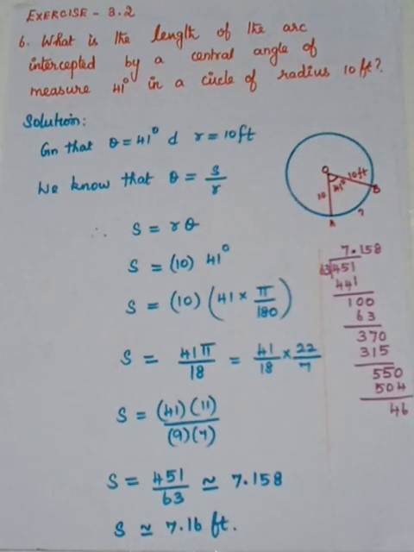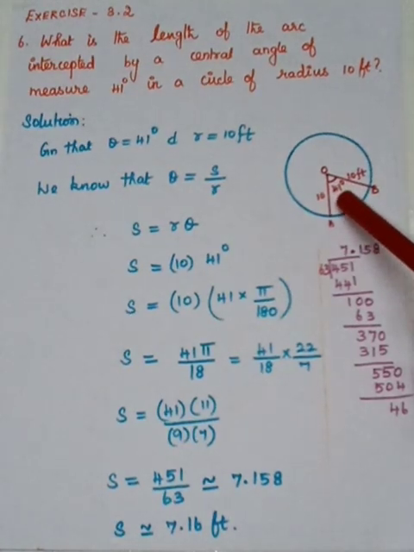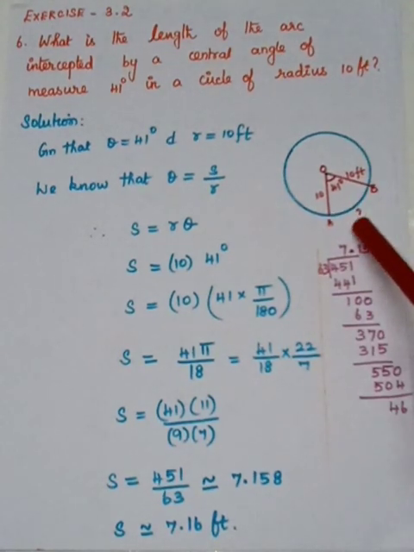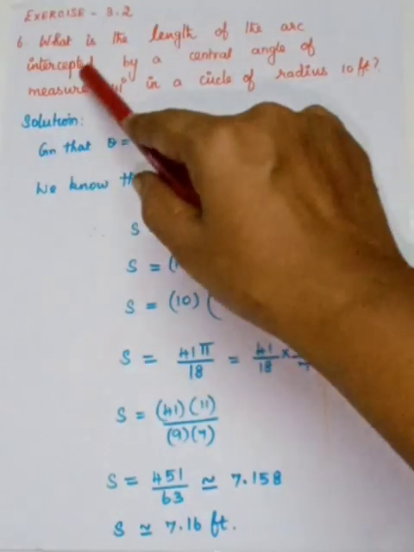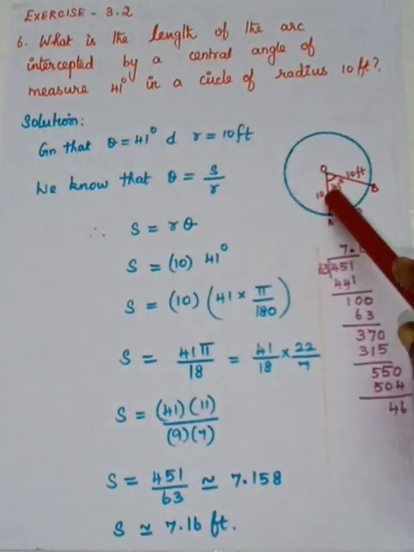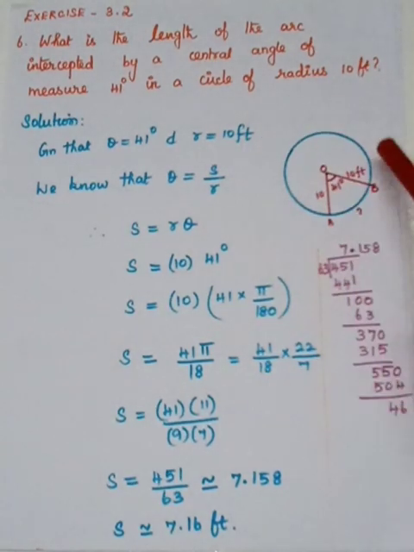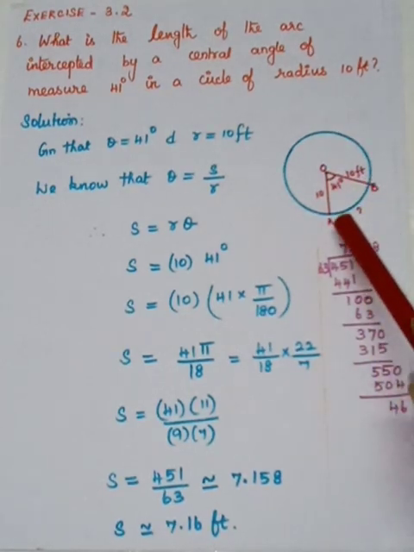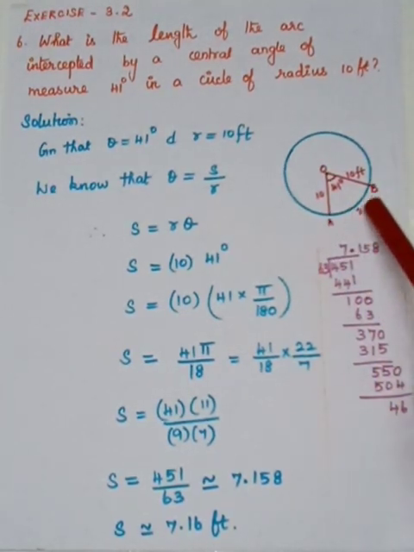What is the length of the arc intercepted by a center angle of measure 41 degree in a circle of radius 10 feet? Okay, you see that? The center angle measure is 41 degree, and AB is the arc whose length has to be found. So therefore OA, OB is 10 feet, and you are going to find the length of this arc.